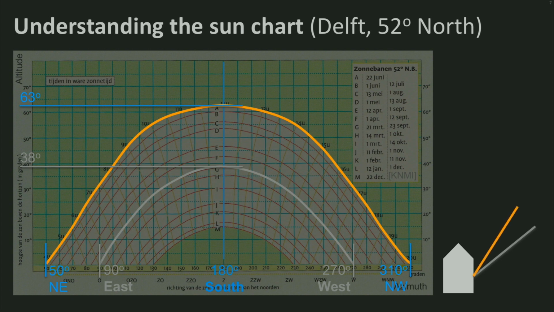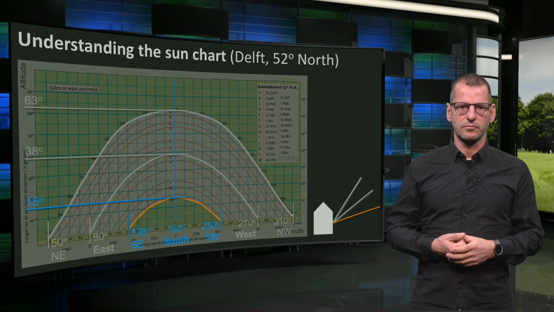In wintertime, 21st of December, the sun only peeps above the horizon shortly, from 130 degrees southeast to 230 degrees southwest. And the maximum altitude of the sun on this very day is only 15 degrees above the horizon. Here you see that incident on the house.